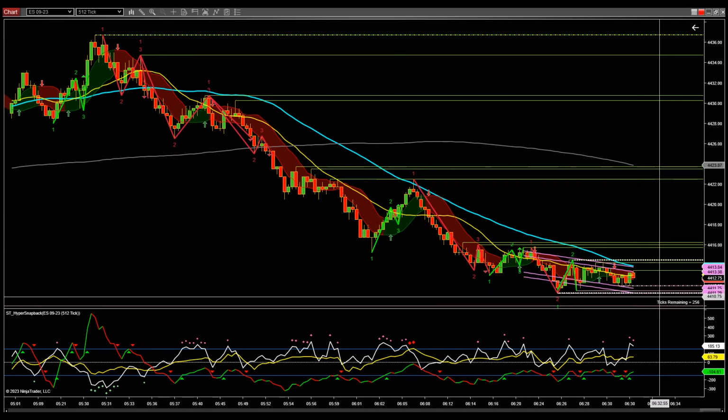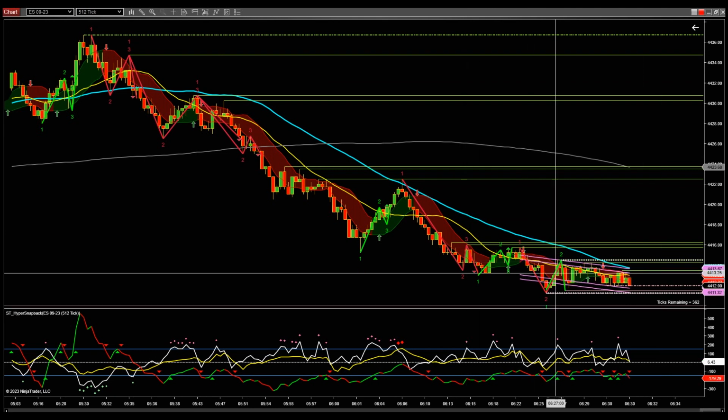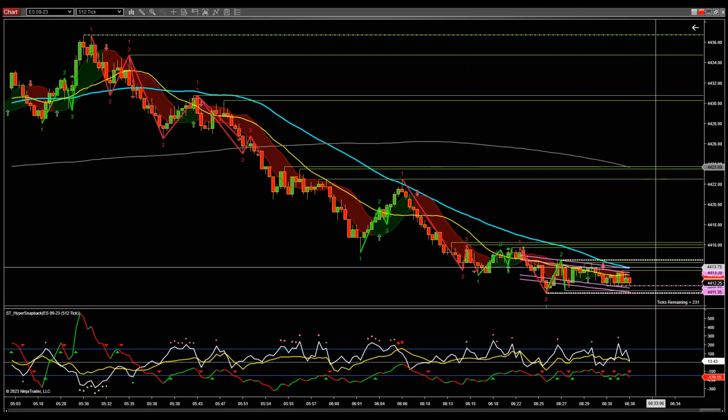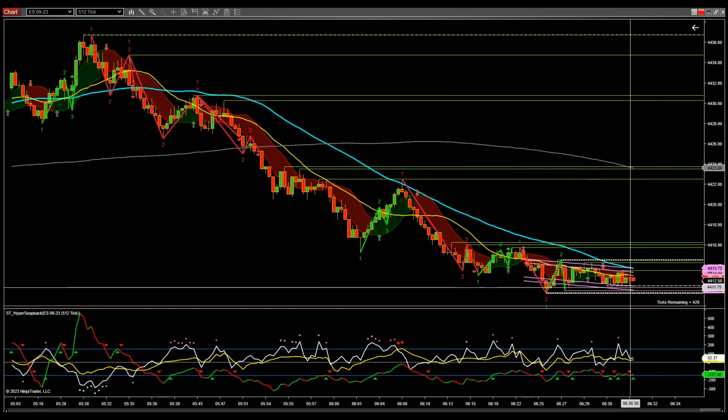We're still sideways, so you're patient. The actual studies will tell you, especially with the wave counter, we're sideways. We don't want to go long or short here yet. So we're about 1 minute into the opening.